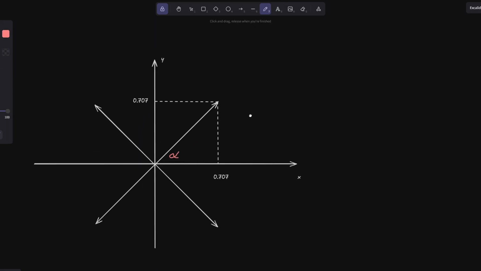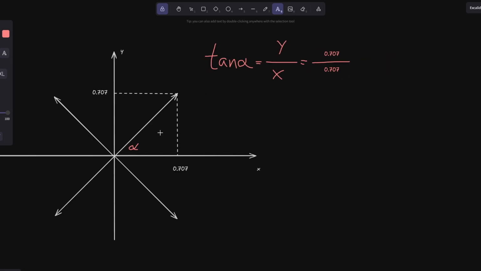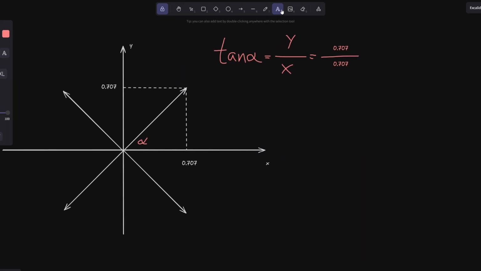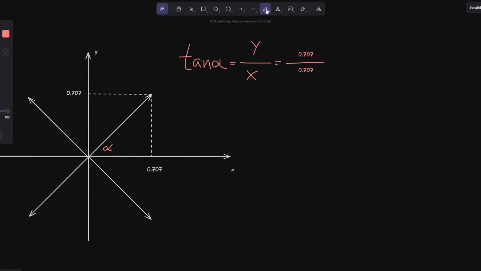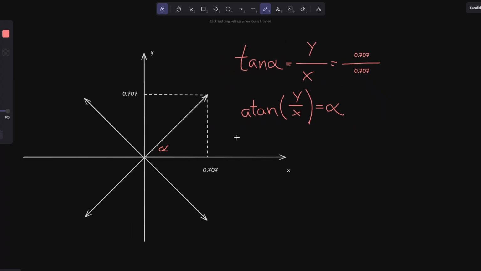I'll mark it as alpha, and there is a trigonometry function called tangent, and it says that tangent of an angle is equal to the ratio of its opposite side, which is on the y-axis here, over the adjacent, which is on the x-axis, so y over x, and in this case that is 0.707 over 0.707. However, we already know our velocity vectors, in this case y and x. We are interested in the angle, so we can use the inverse tangent function, arctangent, and we can call it atan. And what atan takes is the ratio of the sides, and it spits out the angle. So we can use this to calculate our angles, and let's jump into Excel and do some math.